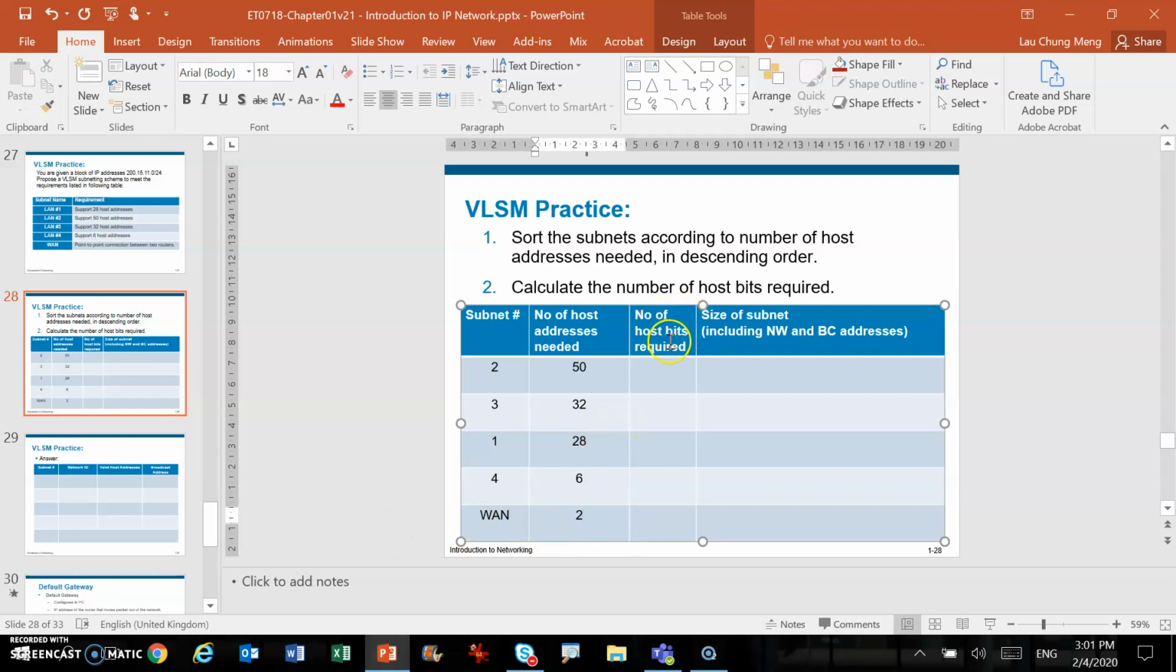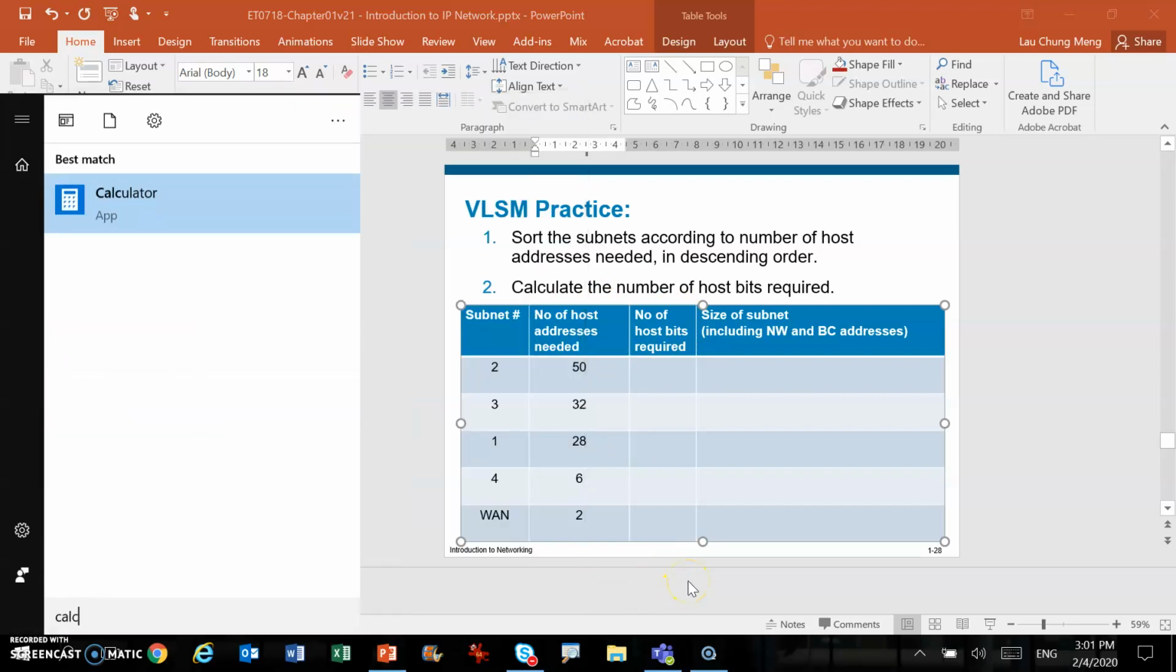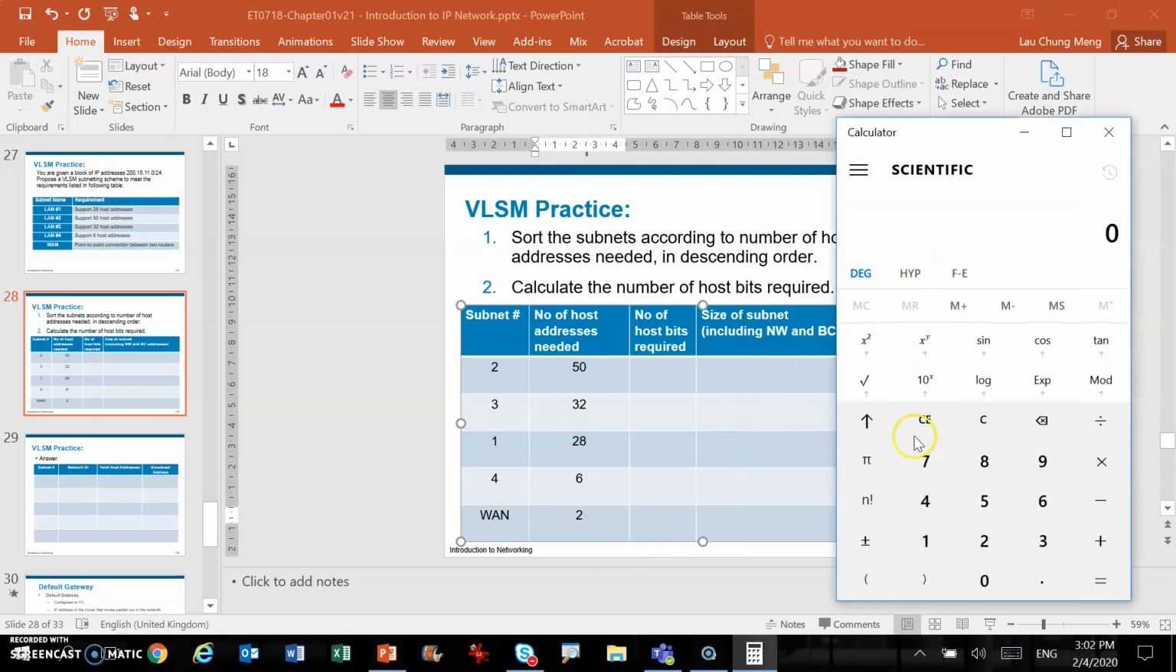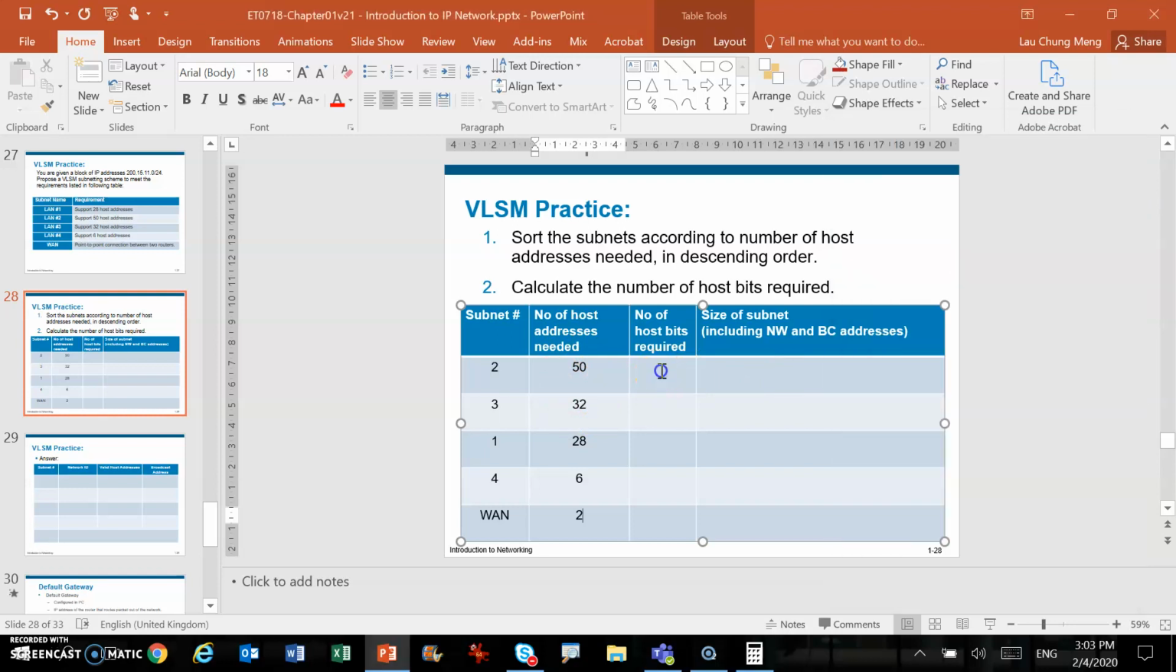Let's find out the host bits required for 50 hosts. Let's start my calculator. 2 to the power of 5 gives me 32, not enough. I need 50 IP addresses. So let's try the power of 6. With 6 host bits, that gives me 64 IP addresses. Even with minus 2 for the network and broadcast, 62 is enough. So the number of host bits will be 6.